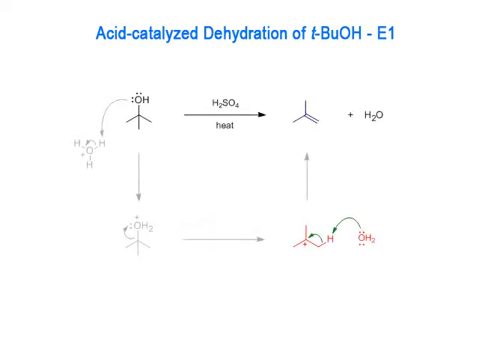The unstable carbocation will then lose a proton from the beta carbon, typically to water as the solvent, to reproduce H3O+, and give us the major organic product, which is the alkene.